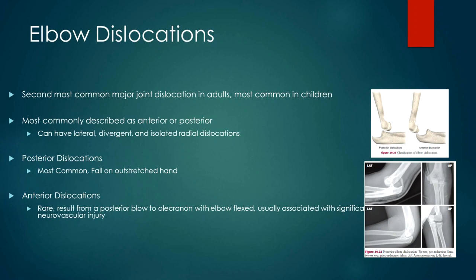It's usually caused by a fall on an outstretched hand. Anterior dislocations are rare, usually result from a posterior blow to the olecranon with the elbow flexed, usually associated with significant neurovascular injury. Most common complication of elbow dislocation is injury to the brachial artery. In most cases, orthopedic consultation should be sought before disposition. Patients may have significant or immediate soft tissue swelling or hematoma formation, and those who have questionable vascular integrity are often admitted to the hospital or ED observation unit.